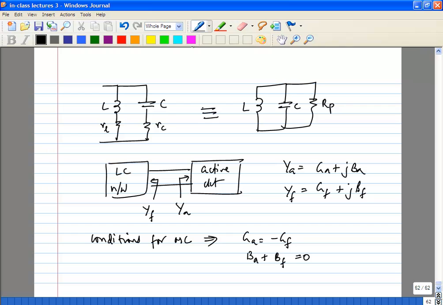The other condition would be BA plus BF is 0. And this would usually make sure that this is what will give you your frequency of oscillation. This condition BA plus BF is 0 is what gives you omega naught. And the first one tells you the amplitude in some sense. We'll see how it tells you the amplitude.